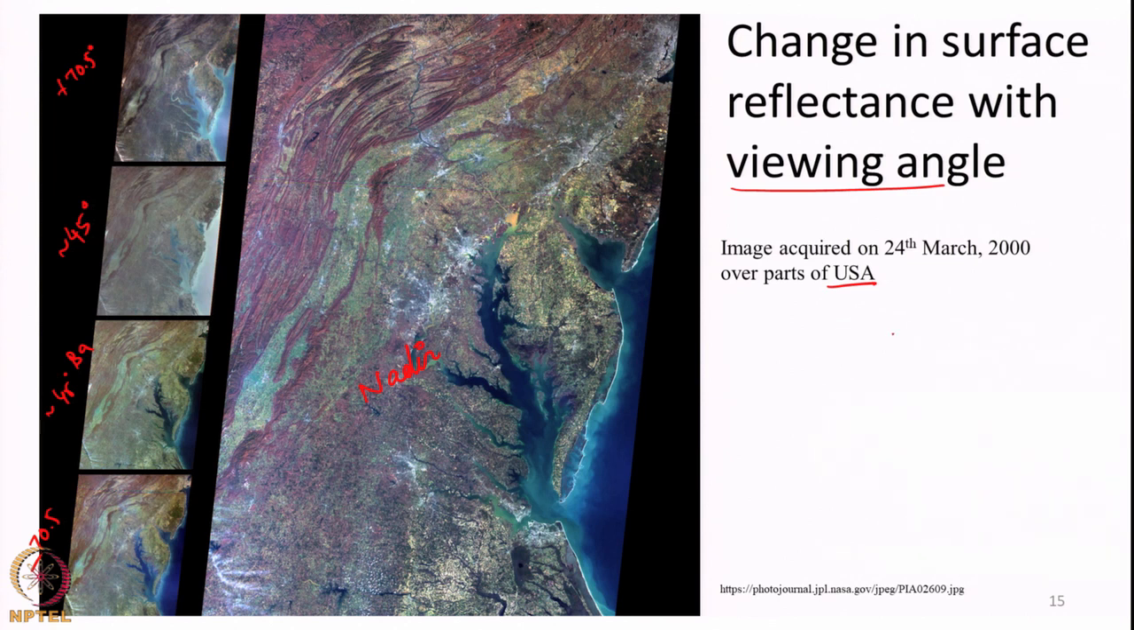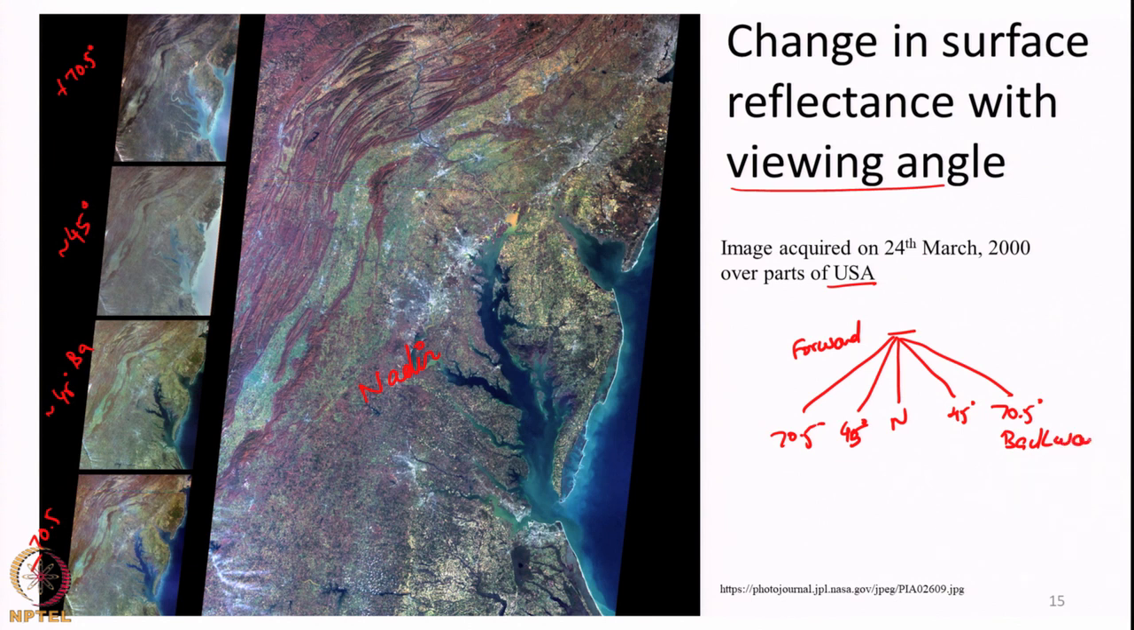So again, the sensor is here at the nadir point, one image, then 45 degrees and 70.5 degrees in the forward direction, and 45 degrees and 70.5 degrees in the backward direction. The sensor is moving in this particular direction. If we consider this, the larger image is the nadir one, and the images given in smaller sizes are images acquired with different viewing angles.